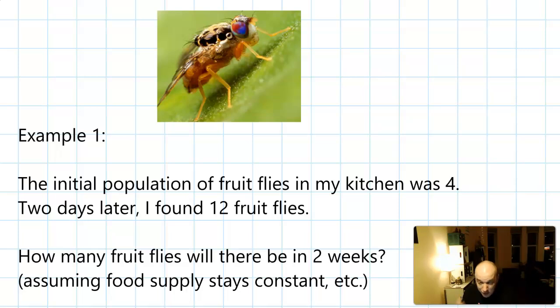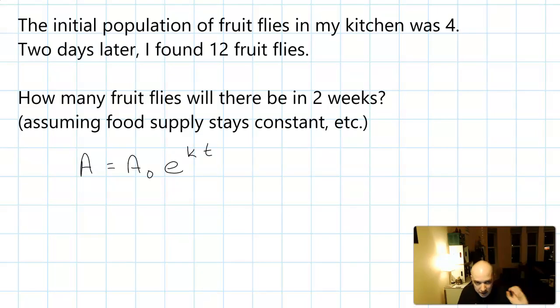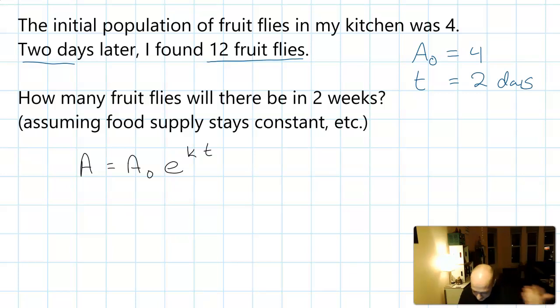Well, it turns out we have all the information we need right here as long as we remember our growth model. So working up this given information, the initial population is 4. That's telling me A naught is 4. 2 days later, that's telling me when the time was 2 days, I found 12 fruit flies. Well, that's a final amount, so A would be 12.